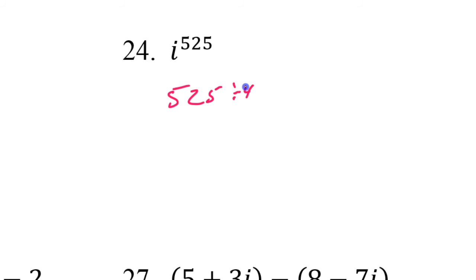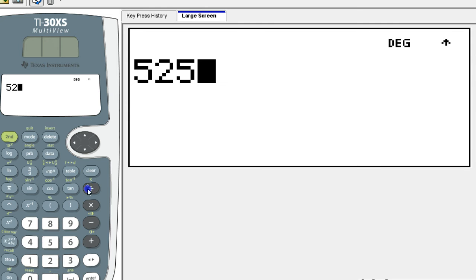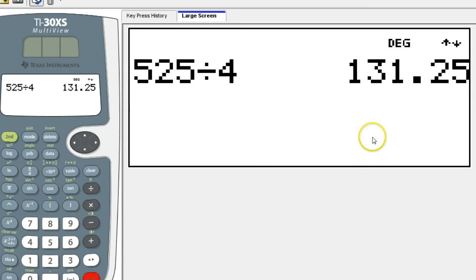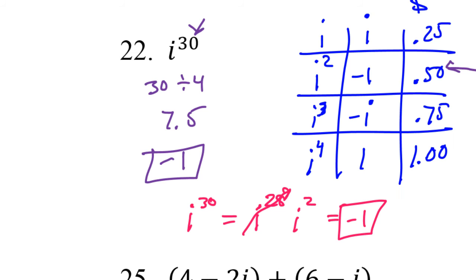525 divided by 4. Why not? Okay? 131.25. Okay, that 0.25 chart method tells me that I'm right here. The answer is I.